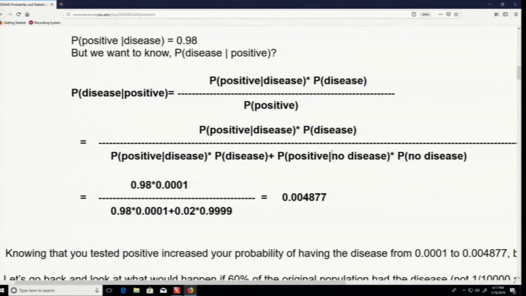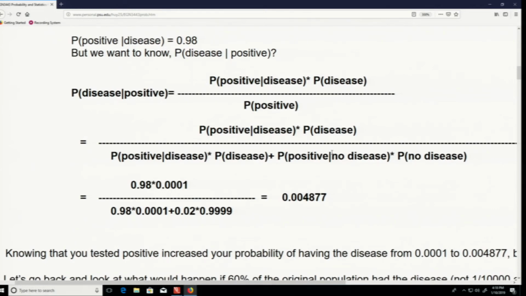So what's this probability? We were given 98%: if diseased, positive. Then what's the probability of having the disease? One out of 10,000, so this is this number. Now what is the probability of positive? Given the person has the disease, what is positive? No disease, what is positive? So it's 0.001 times 0.98 plus 0.002 times 0.9999.